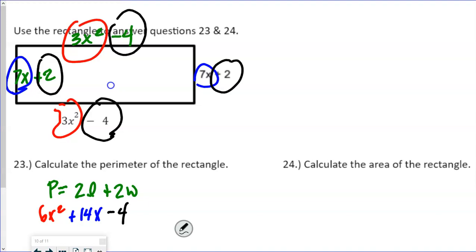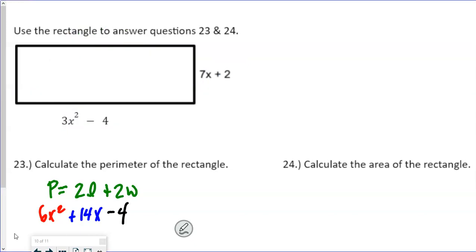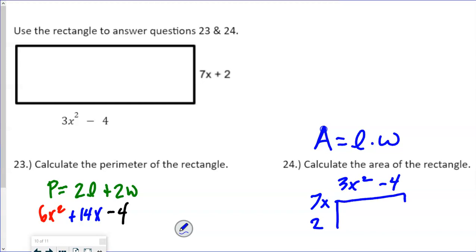Let me pause. So now, hopefully you guys remember that area is length times width, okay? So on this one, area equals length times width. So all we have to do now is multiply these together, right? So I'm going to do 3x squared up here and minus 4. And I'm going to use my box method, 7x and 2, okay? So that's going to give me 21x to the third minus 28x. And then we got 6x squared and minus 8.